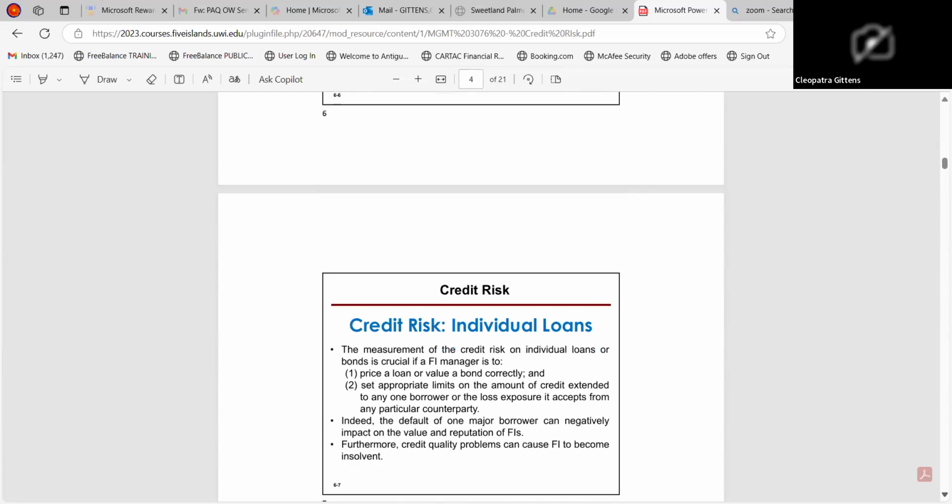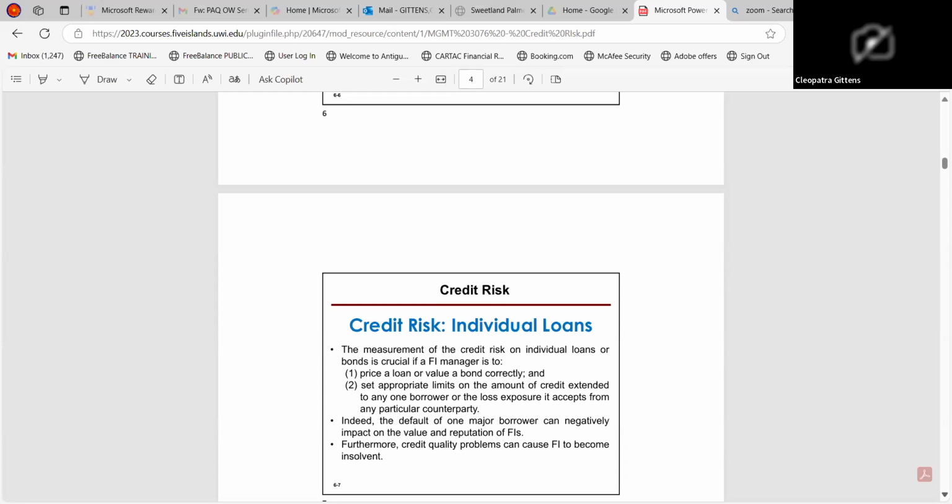So the financial institution is going to have to assess the cost of giving. All right. And so it's going to price the loan based on the loan or the bond. It's going to price it based on those factors. And we'll talk about them individually.